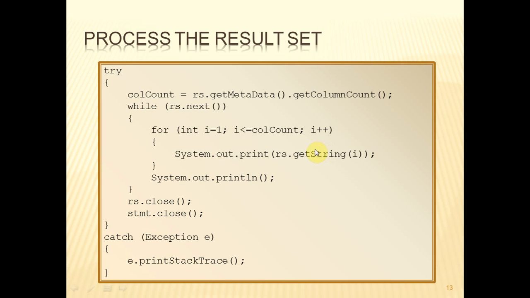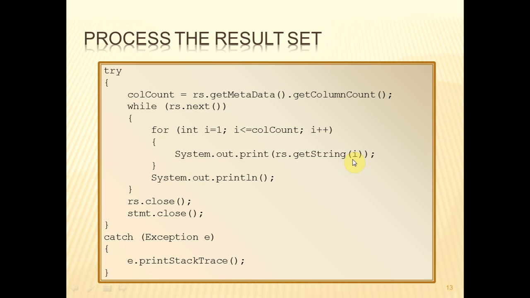rs.getString will return a string containing the value, the data, held in column I. So this is one way of extracting data. rs.getString will always get that data and return it as a string. We're using here the value of I as the index of the column.